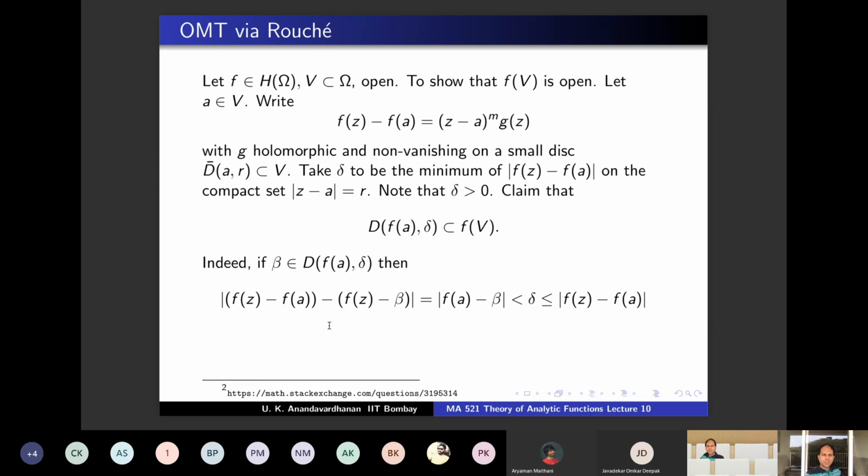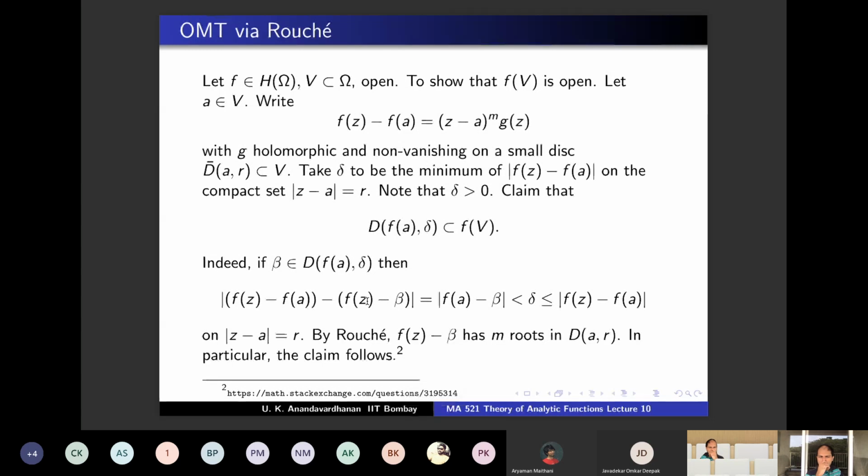The modulus of some function minus another function is strictly less than the modulus of this function. Therefore, on the boundary, on |z minus a| equal to r, in the disk D(a, r), this function and this function will have the same number of zeros. But this function has exactly m zeros, and therefore this function has exactly m zeros. You just wanted to show that it has at least 1 zero, so you are done. So again, a nice proof.